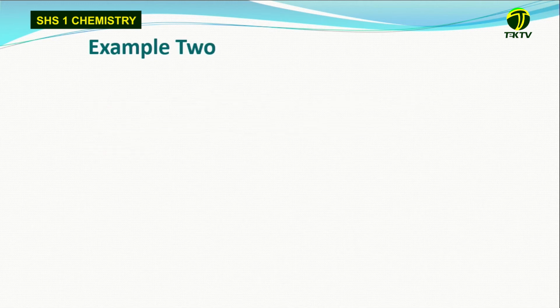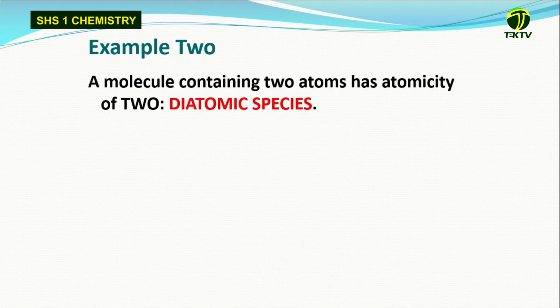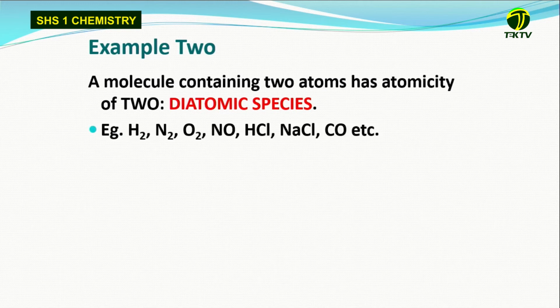Let's look at another example. When a molecule contains 2 atoms, we say the element or the molecule has atomicity of 2, or it is a diatomic species. Let's look at examples. If you take H2, hydrogen gas, we see the 2 there. If you take N2, we have 2. O2, we have 2. Let's take NO, NaCl, CO.